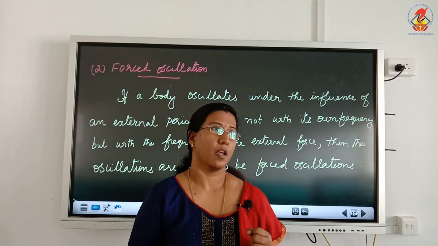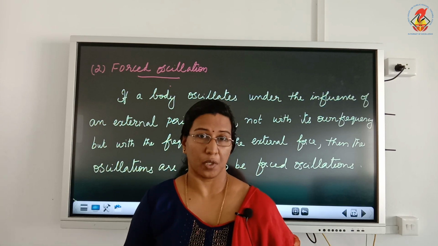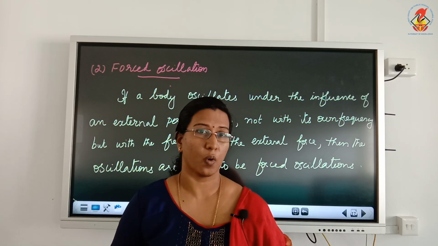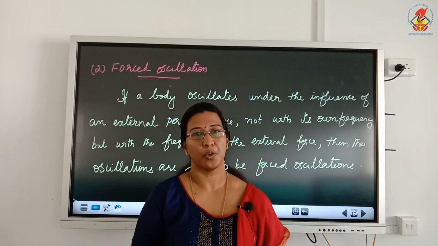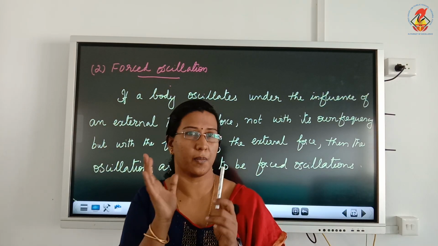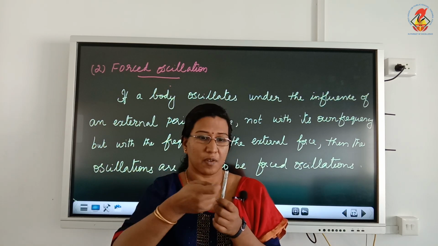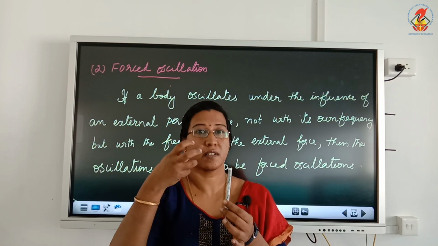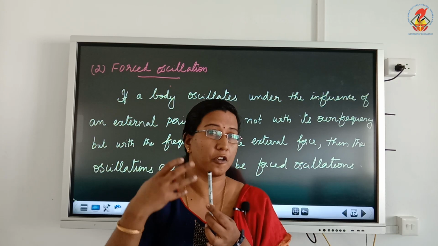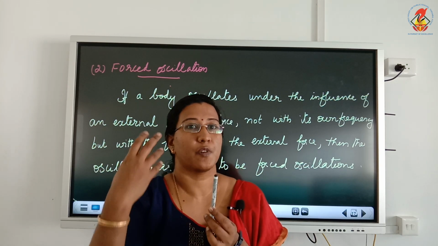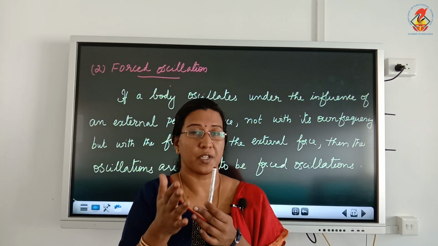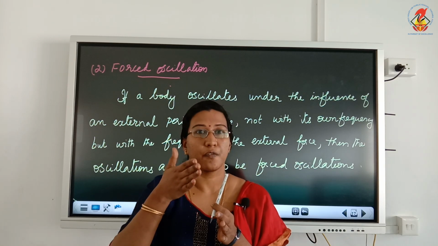For example, I think you have seen a tuning fork. You have studied in your lower classes what a tuning fork is. You take a tuning fork and strike it with a rubber cork. So you are applying some initial energy to the tuning fork. What happens? As you remove your hand, the particles of the tuning fork will start to vibrate with their own natural frequency, and this oscillation or vibration we can call free oscillation.